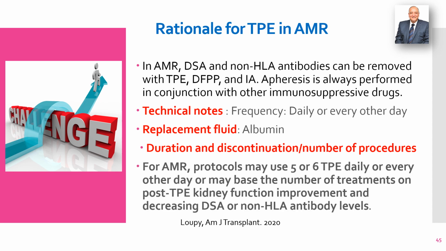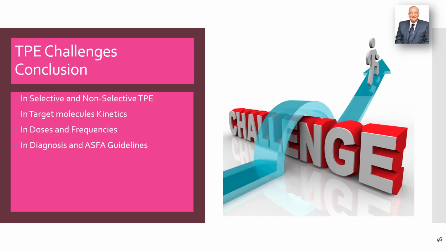For the duration and discontinuation, the number of procedures in the antibody-mediated rejection protocol may use 5 or 6 sessions, daily or every other day, or may be based on the number of treatments, on both plasma exchange, kidney function improvement, and the decreasing DSA or non-HLA antibody levels. So there are many plasma exchange challenges, including the technique, the target molecules and their kinetics, the doses, the replacement, and the frequencies, and according to the guidelines, with specific patients and individualization of therapy.